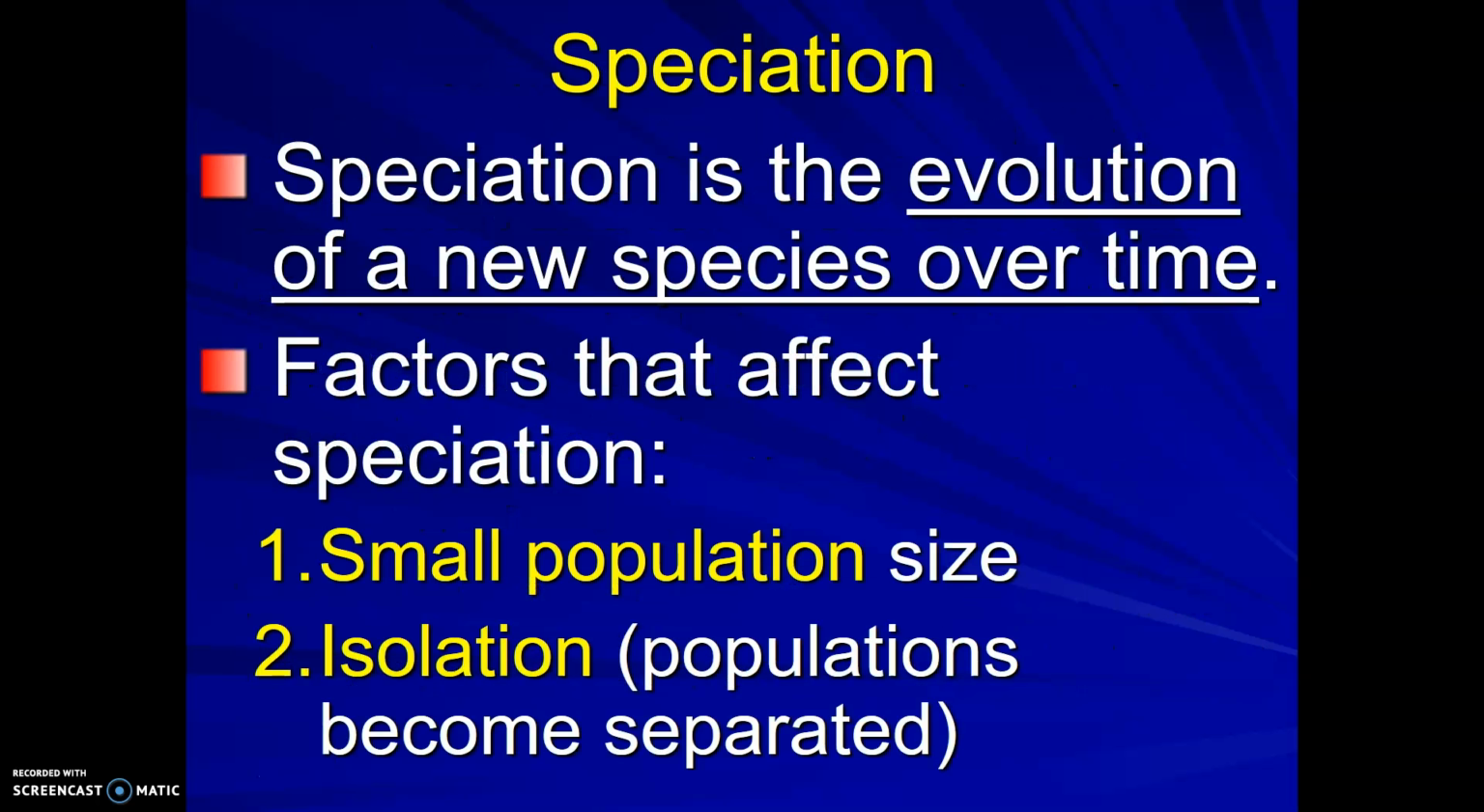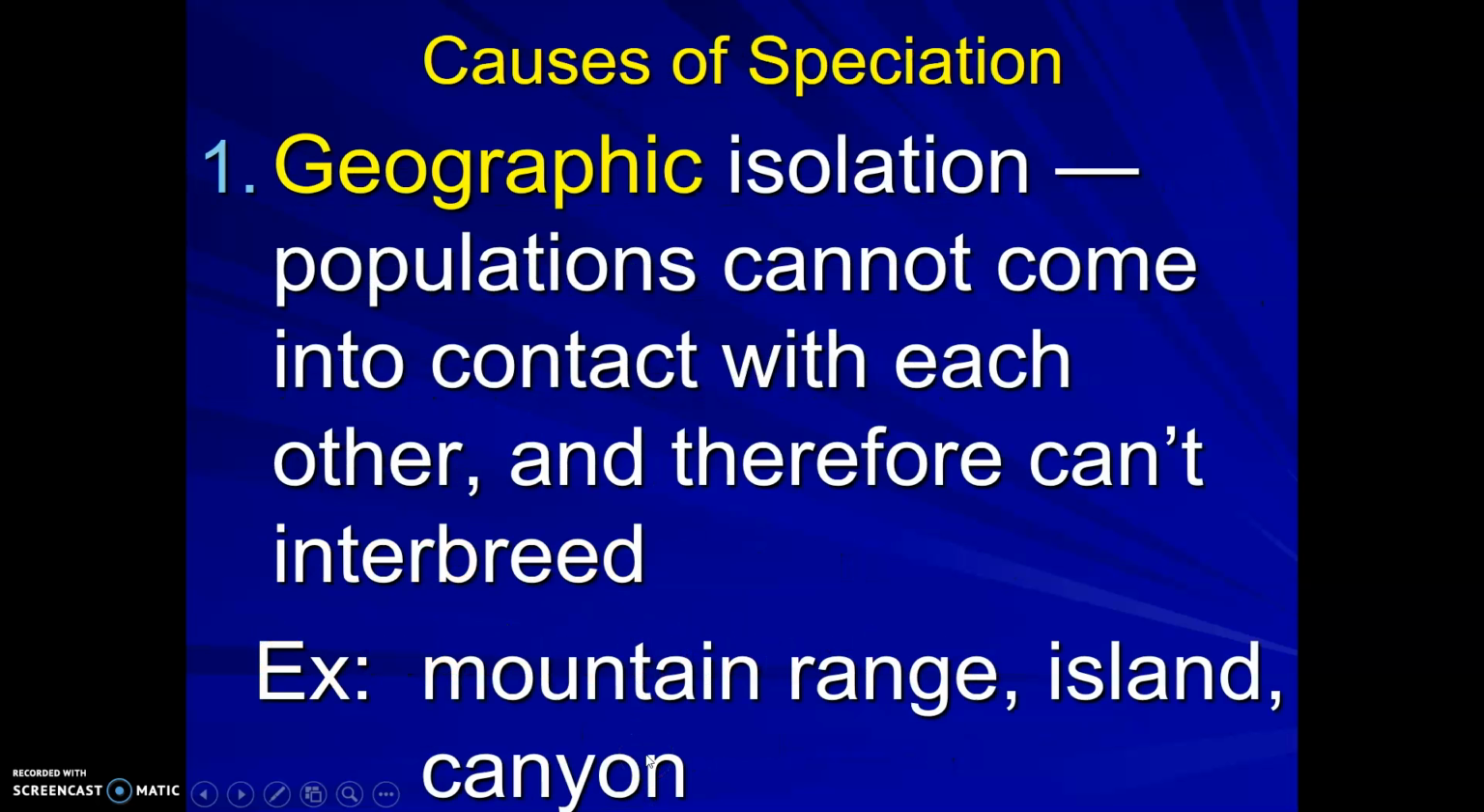Okay, so what happens if these species get too far apart? This is called speciation. Speciation is the evolution of a new species over time. Factors that affect speciation: if we don't have enough of them, they have a hard time breeding, small population size, and isolation. Populations can become separated.